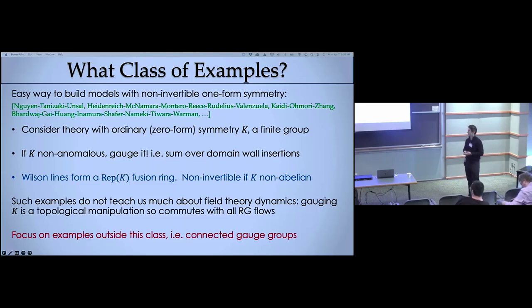So those kind of examples do not teach you that much about renormalization group flows, because the operation of gauging a finite symmetry group is a topological manipulation. It commutes with the renormalization group flow. And so if your goal is to learn something about fixed points or some new dynamics, that's not going to help you that much. So I'm going to focus on examples outside of this class. So for instance, I'm going to restrict myself to connected gauge groups. That's one way to say what's different about the examples that I'm studying.